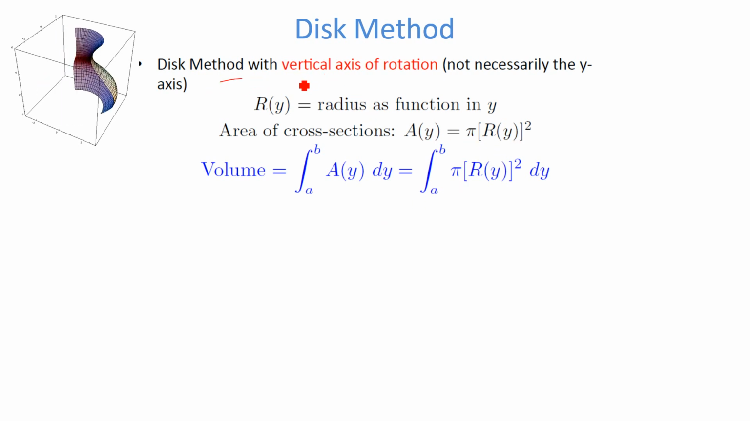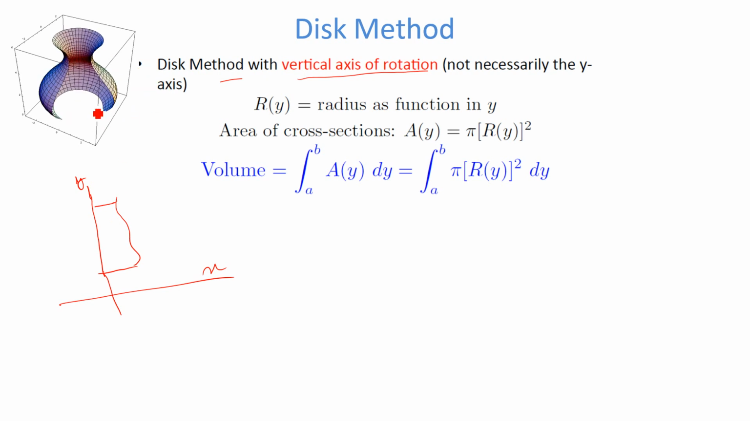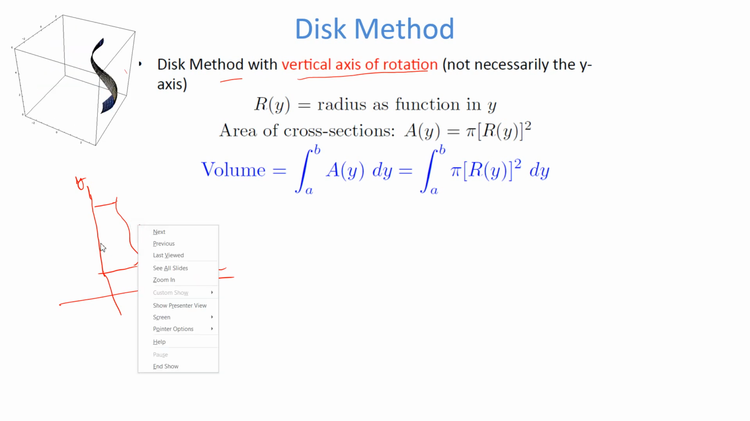Disk method with vertical axis rotation. Now, in previous slides we learned what happens if we rotate a region around the x-axis. What if we rotate a region around the y-axis? That is, if we have a curve like this and we are going to rotate it about the y-axis. This is the x-axis, this is the y-axis. So what type of solid are we going to have? We are going to have a solid like this. So in this case, what is the radius? The radius is going to be this length. So what is this length?